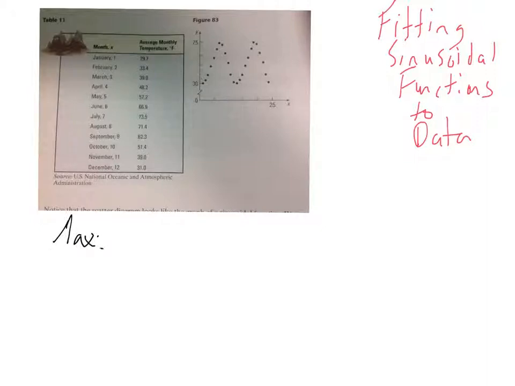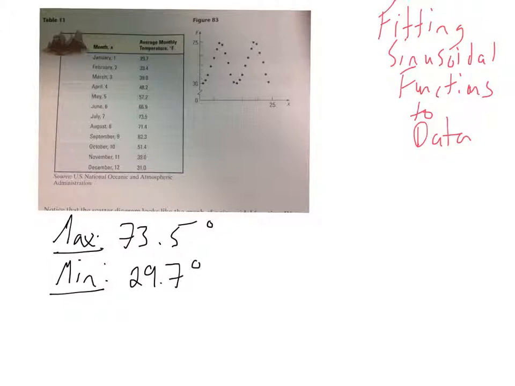So before we even make the function, let's identify all the various properties. First of all, what is the maximum value? What's the maximum temperature that we have here? I believe it's July, where it's 73.5 degrees. My minimum temperature is in January, which is strange because usually February is colder, but whatever. In January, it's 29.7 degrees. And so that's my maximum value, and that's my minimum value.